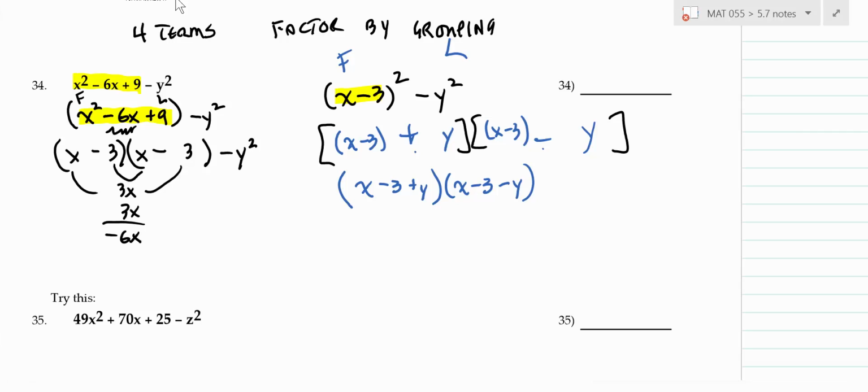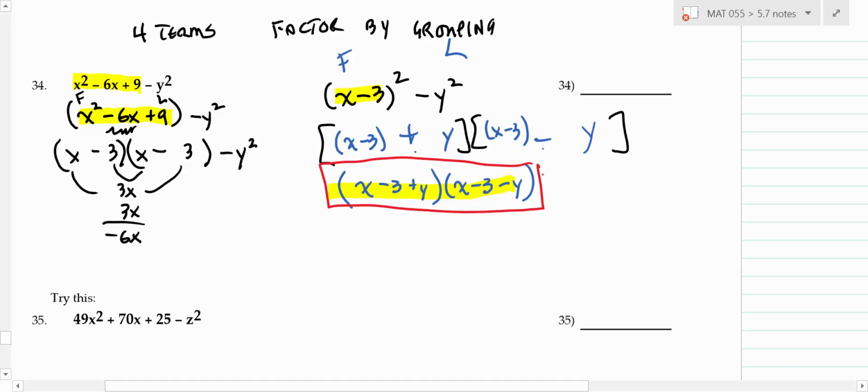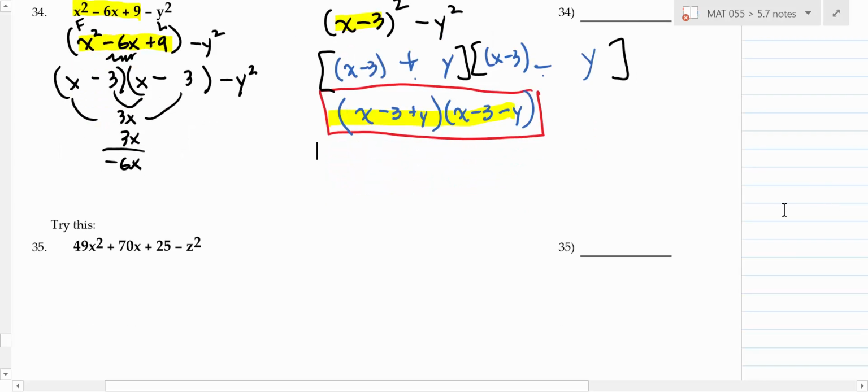I am going to check this one just because it's different, and then I'll let you finish up with the last one here. So that's it. Does that make any sense, what I did? You've got to recognize the first 3 terms are a trinomial, and then it turns into a difference of 2 squares. Well, let's write down the checking.